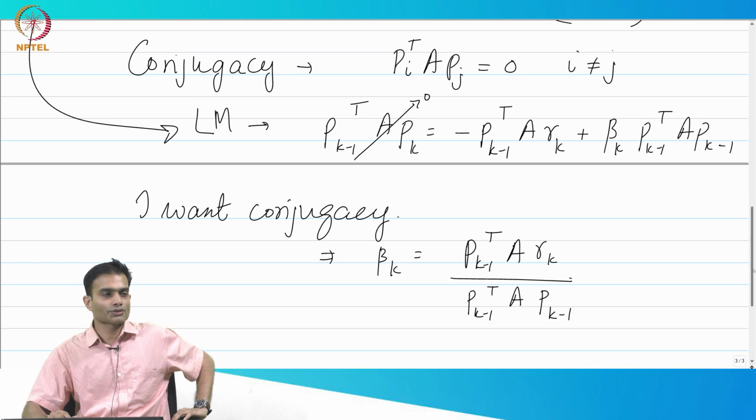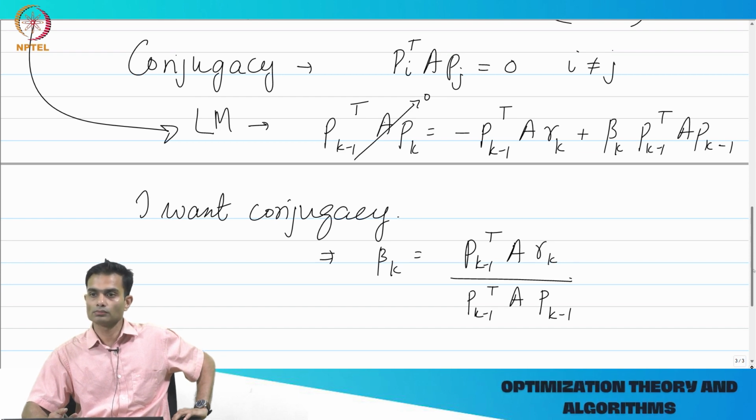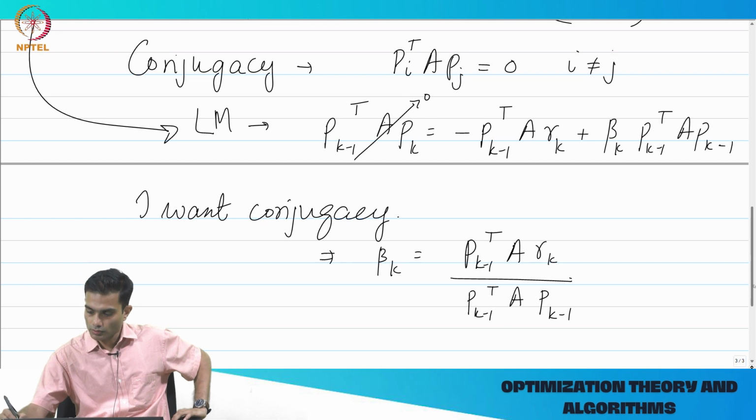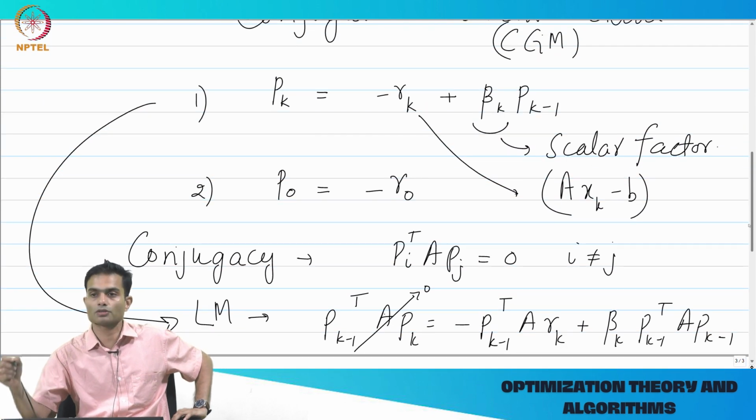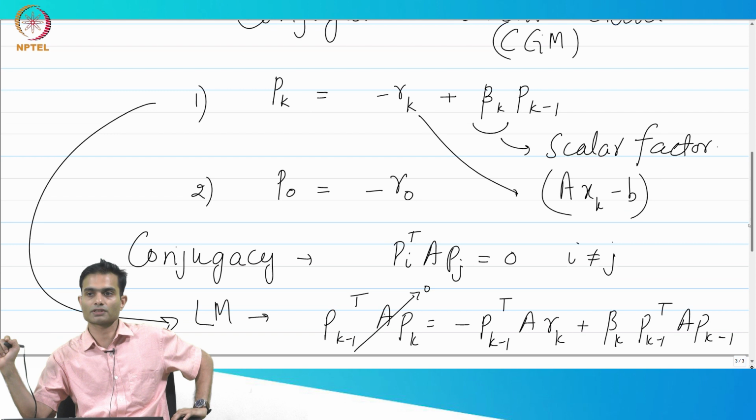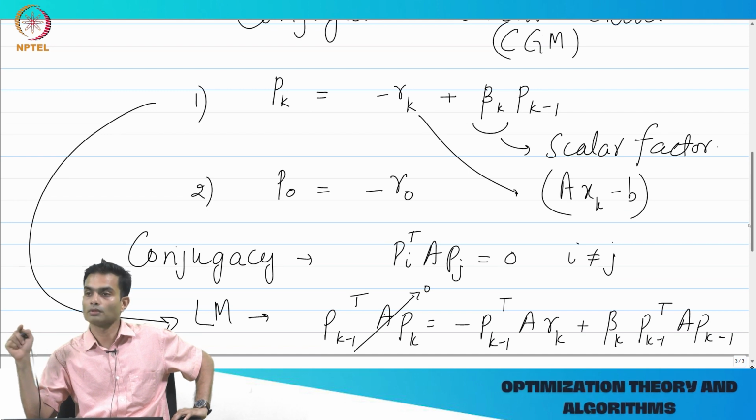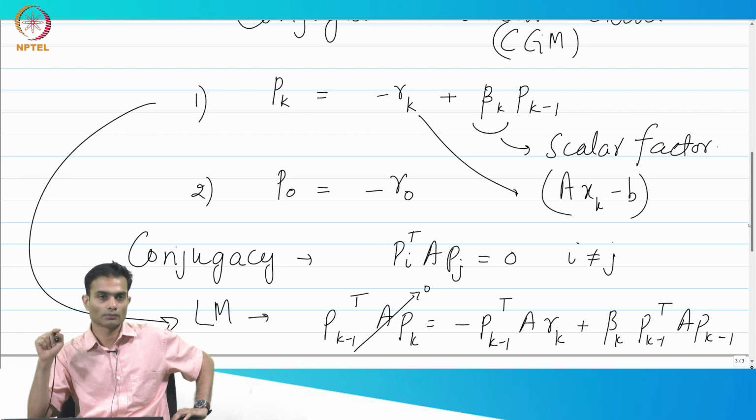So what has this ensured? If I choose, for example, beta 0 according to this formula, we have started with p0 is minus r0, very good. I made the first step using the conjugate gradient method. I reached from x0 to, where did I reach? x1, because I know the step length also, there's a closed form expression. Now I want to calculate p1 and I use this formula, I have the expression for beta, I'll get p1.